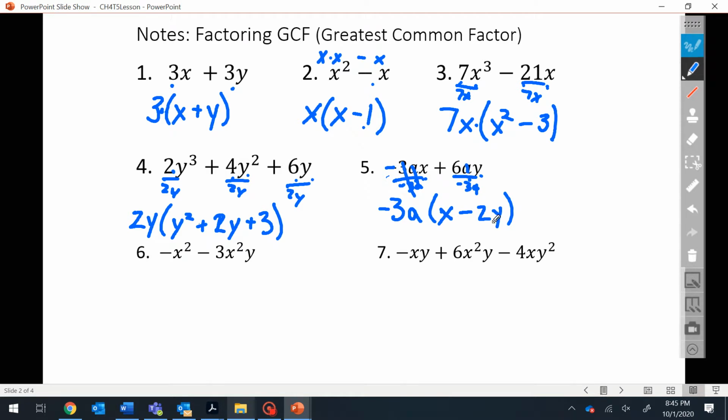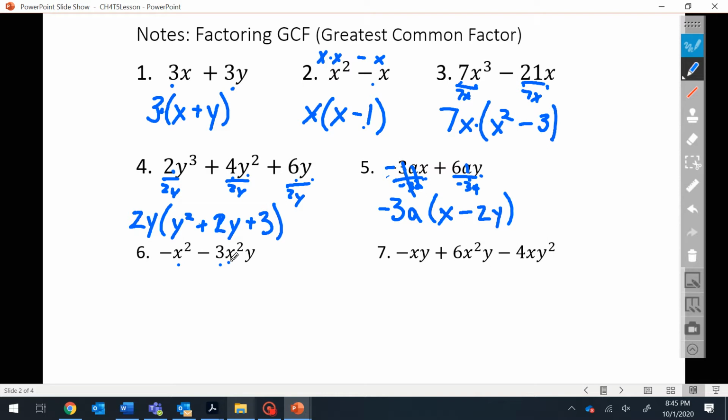And we can distribute to check this. Negative 3a times x, negative 3ax. Negative 3a times negative 2y is positive 6ay. Number 6, we don't have to factor the constants because this is the only one with a coefficient. The only thing we need to factor are the x's.